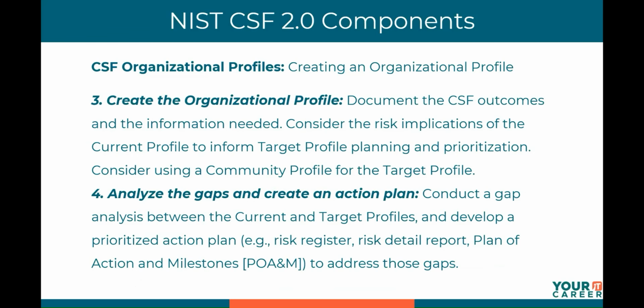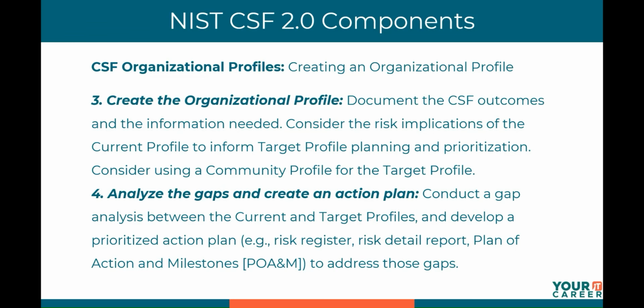And again, if you are in a particular industry that already has a community profile, you can leverage that as a starting point instead of starting from a blank sheet. And then the fourth part is, okay, so if there's a gap between my current and target profile, so I've already documented what I'm currently doing, and I've documented where I want to be from a cybersecurity risk posture perspective. What's that gap, right? And how do I address them?